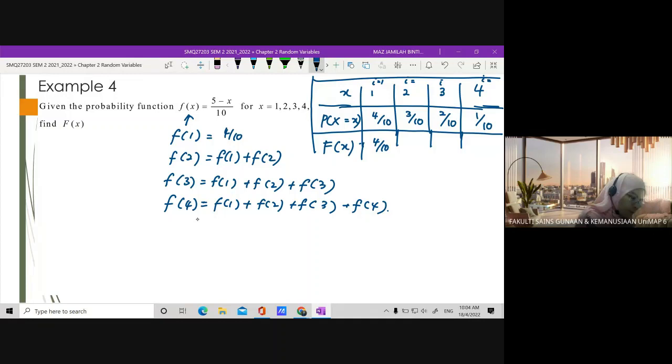What about 3? Sorry, 2 plus... This will be F1 plus F2. 4 plus 3, you get 7/10. For F3, adding F1, F2, and F3, 2 plus 3 plus 4, you get 9/10. And 4, you will get 10/10.